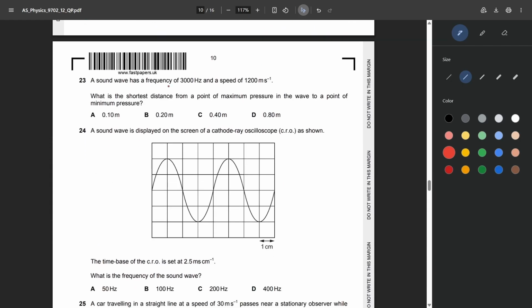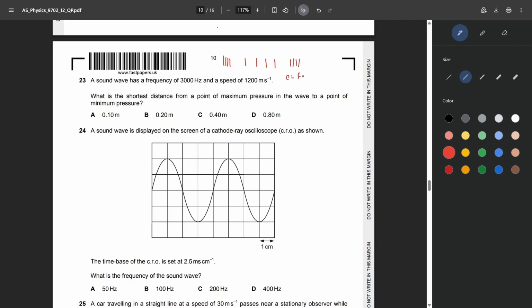A sound wave has a frequency of 3000 Hz and a speed of 1200 meters per second. What is the shortest distance from a point of maximum pressure in the wave to a point of minimum pressure? Okay, so a point of maximum pressure is a compression and a point of minimum pressure is a rarefaction. We know the frequency of the wave and the speed of the wave. From these two quantities, we can find out the wavelength of the wave.